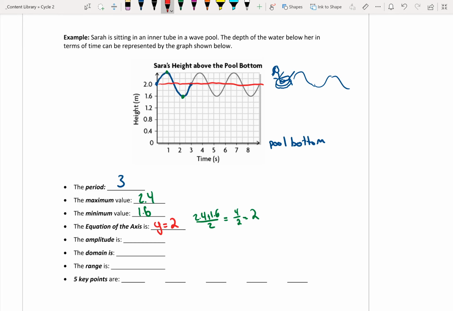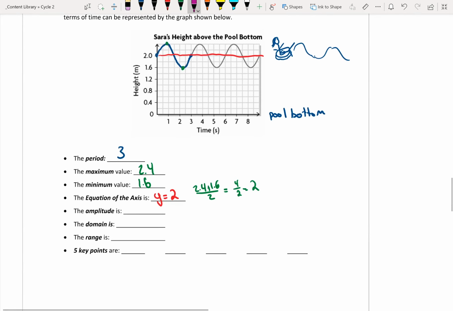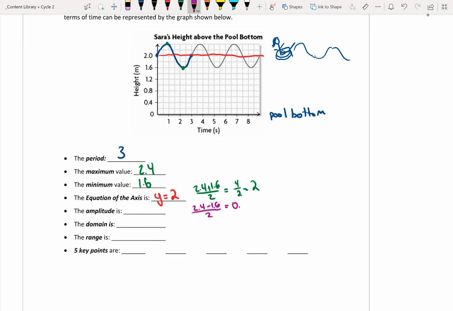The amplitude, if we're not sure about the amplitude, by looking at it or by seeing what the height is from that midline and up, we could do it mathematically. So 2.4 minus 1.6 divided by 2. And when we do that, we get 0.4. And we can tell by looking at it that we go from 2 up to 2.4 or 2 down to 1.6. So our amplitude is 0.4.